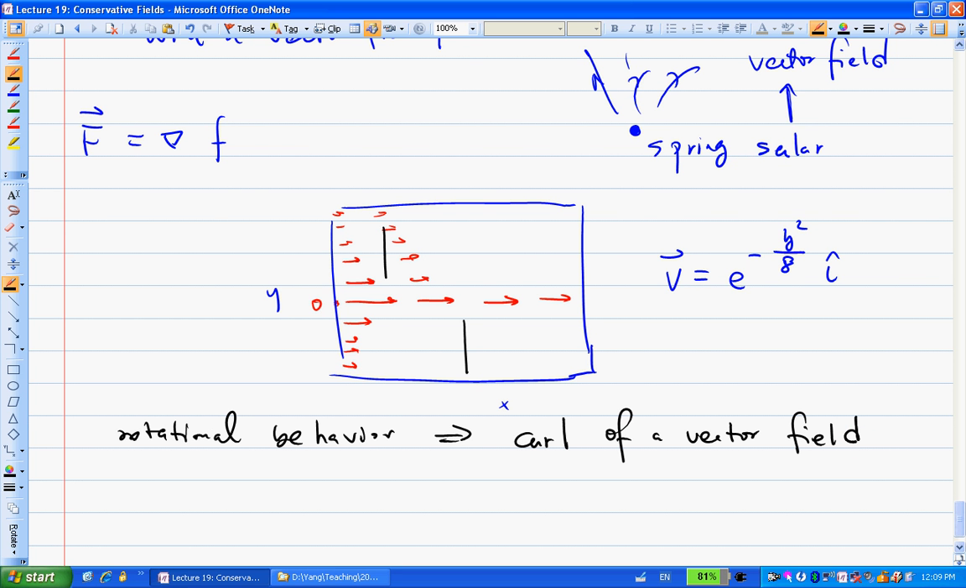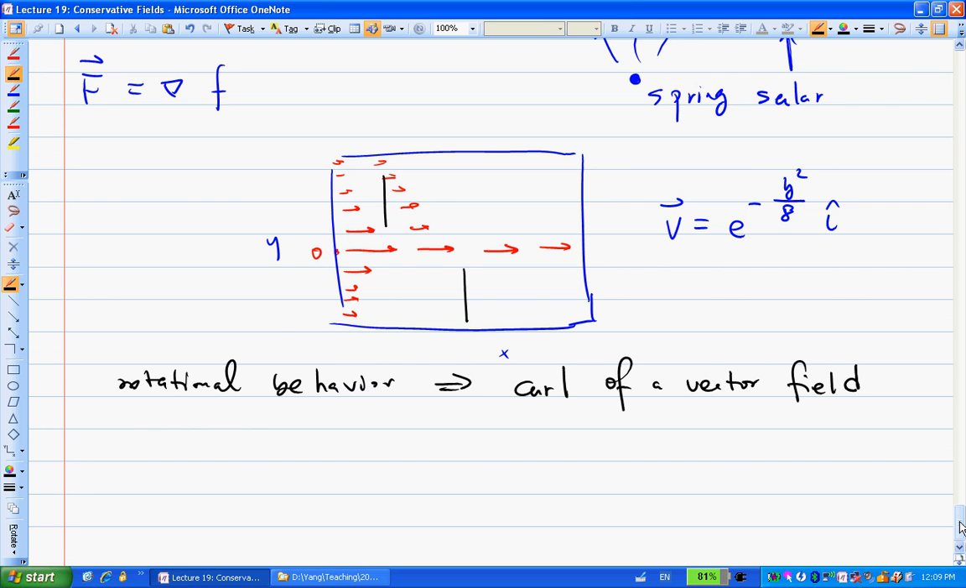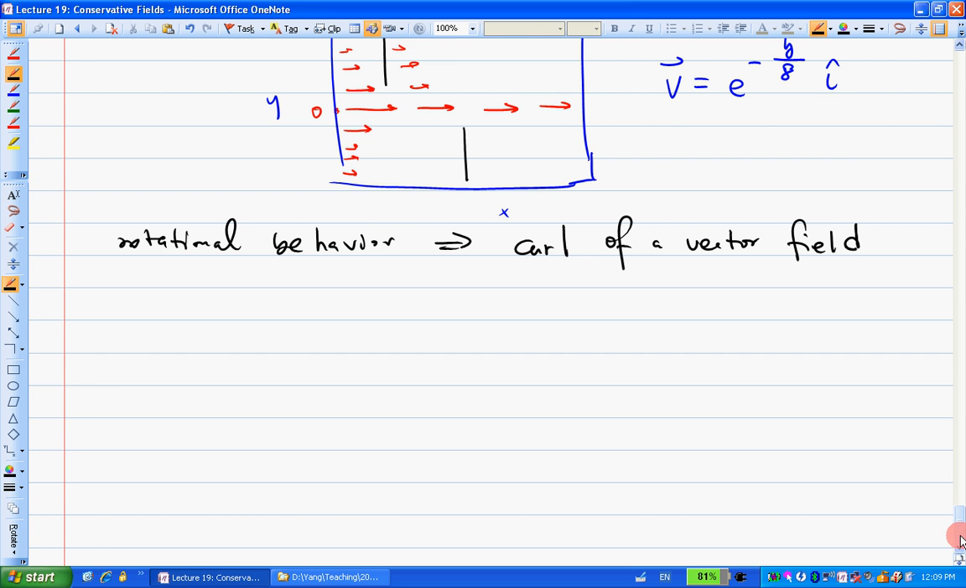Okay, now talking about this curl, I have to go back slightly to the line integral again. Okay, so let's go back to the line integral here, and then we'll talk about the concept called circulation density. So going back to line integral, vector line integral. Now, when we talk about line integral, here's the line integral of f dot ds over a curve c.